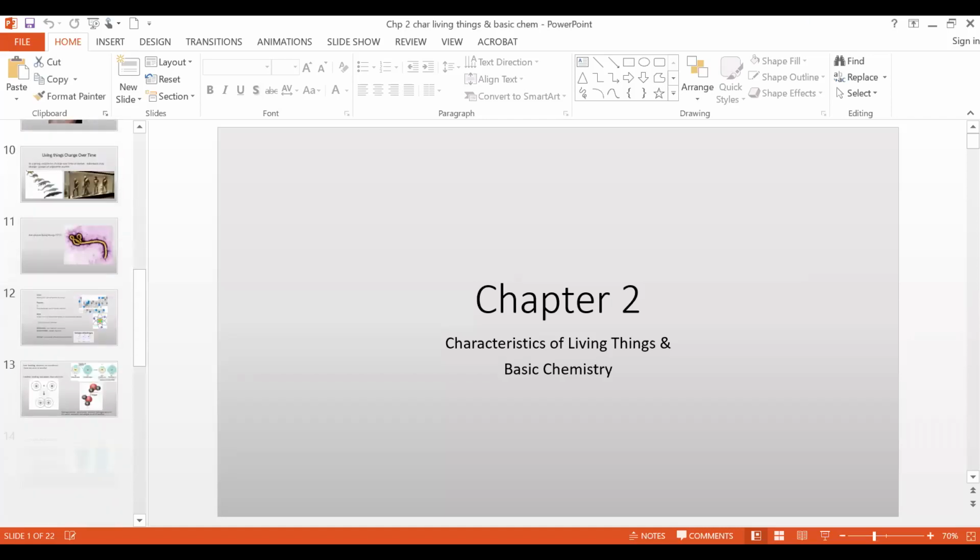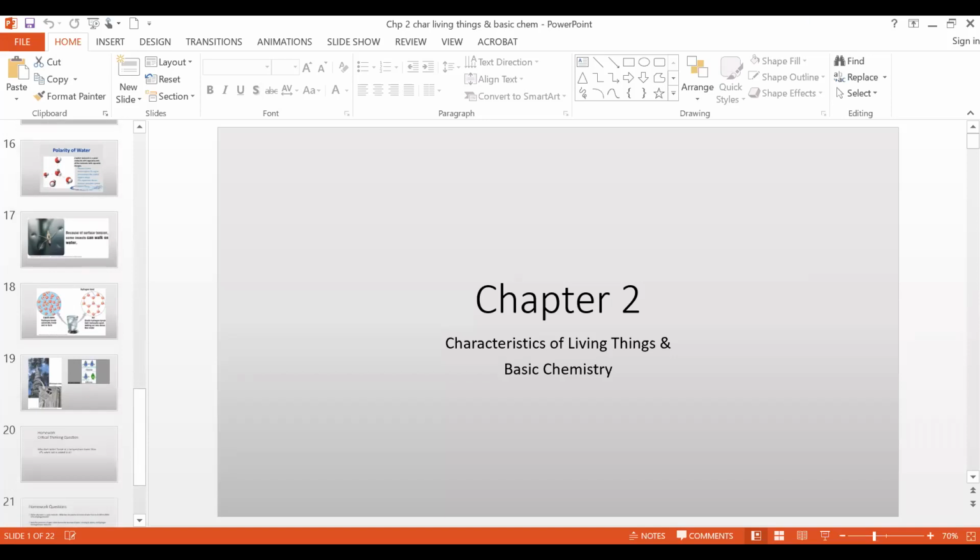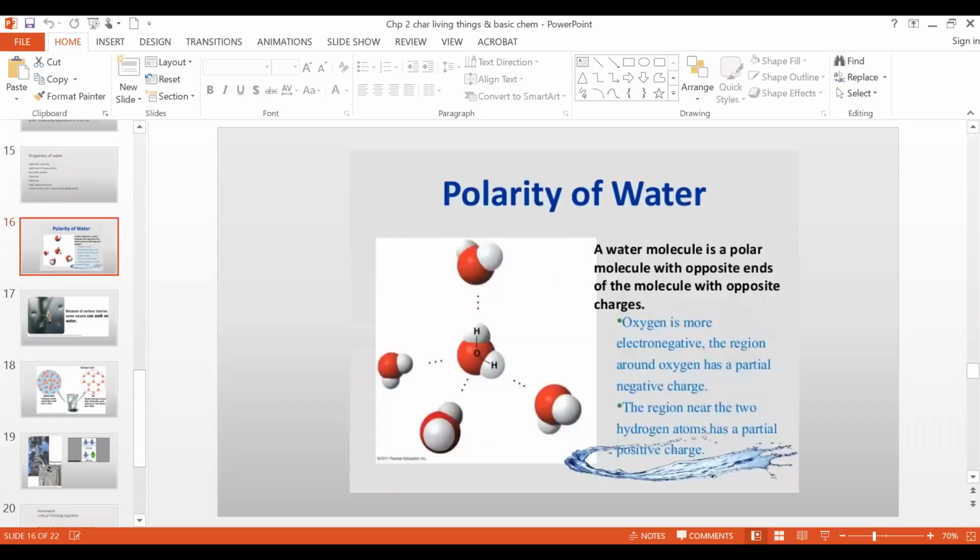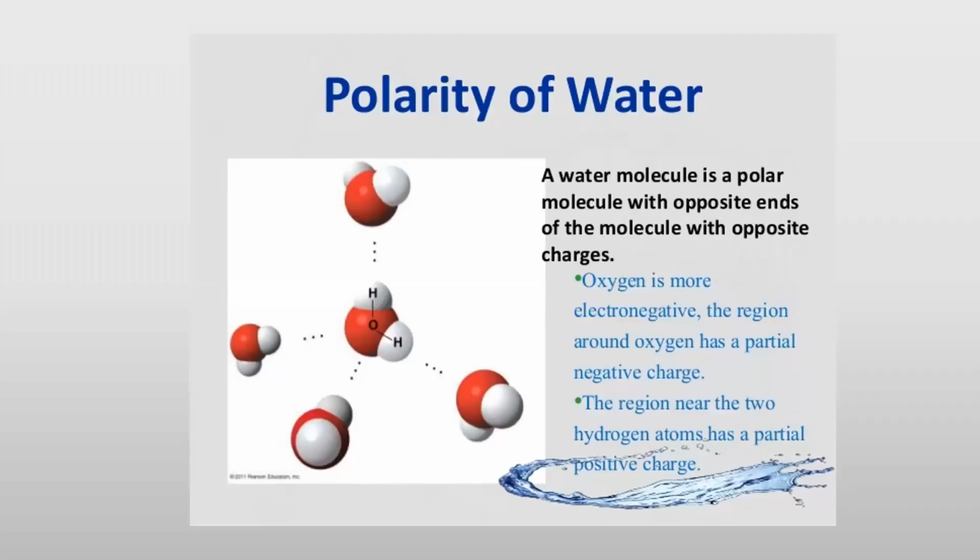All right, so I think we stopped. Where did we stop? We stopped here. Polarity of water. So water is a polar molecule. Do you remember what that means? Opposite charges, right. There's opposite charges on either side of the molecule. The hydrogen side is partially positive, the oxygen side is partially negative. And that makes water a versatile solvent.